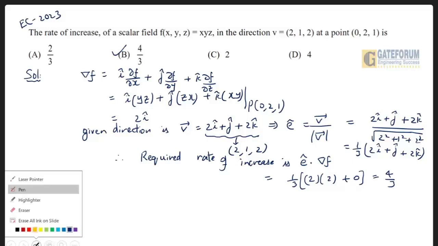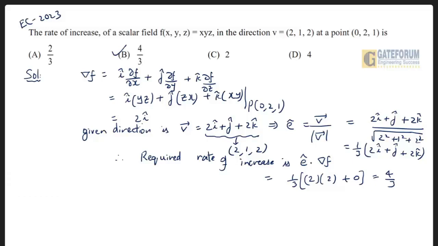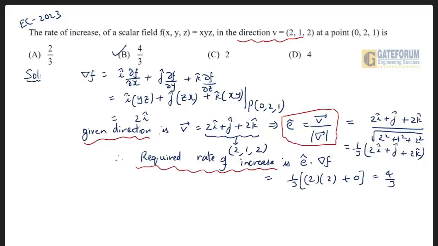So this is the key point: given a direction, we have to find the unit vector in the given direction. I have denoted the direction by v bar, and this is the final required rate of increase. You know del f; this is 3D, the function has 3 variables. So accordingly, the option is B. This is the end of the question.